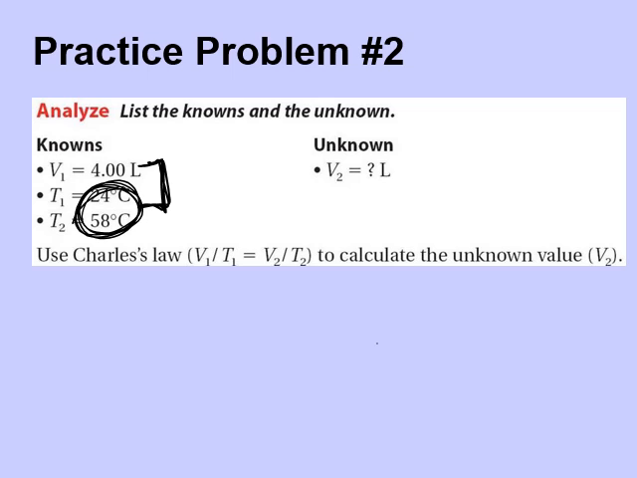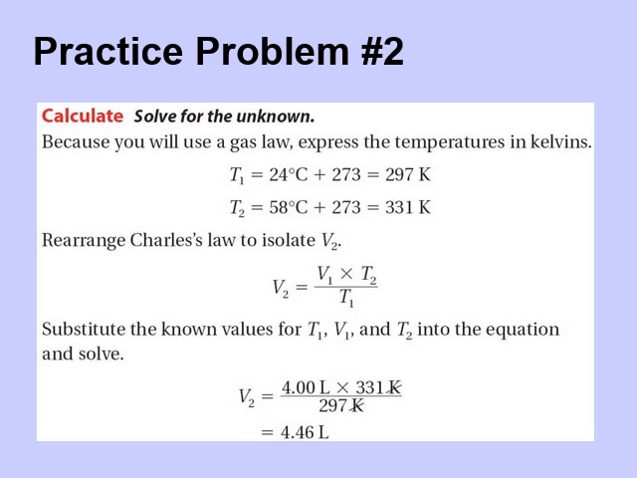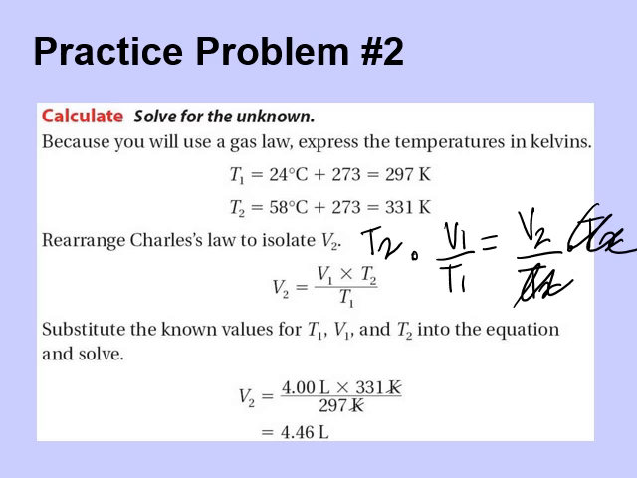We need to convert them to Kelvin. So the first step is to convert your temperatures to Kelvin. Then we can rearrange Charles's law to isolate V2. Remember, it's V1 over T1 equals V2 over T2. If we want to isolate V2, we will multiply by T2, and that's how we get V2 by itself, as in this equation.